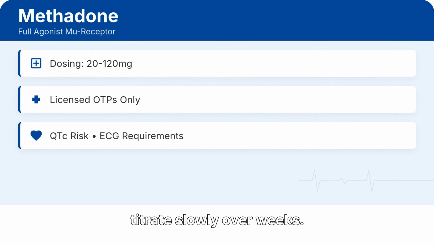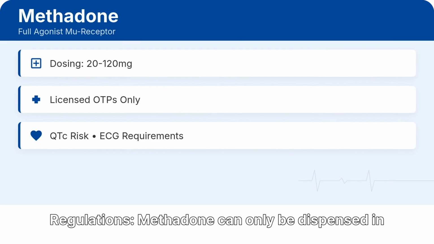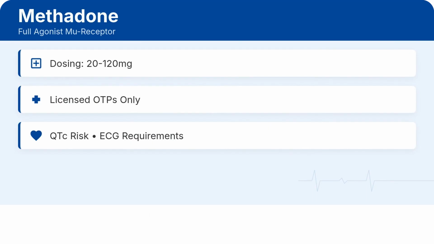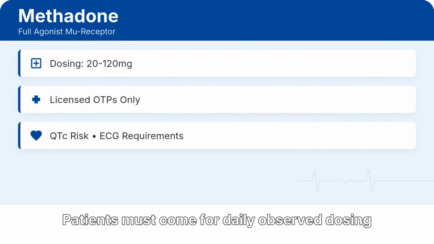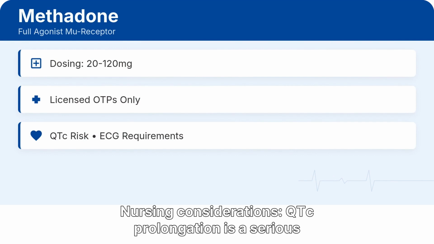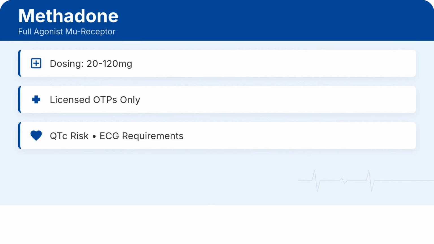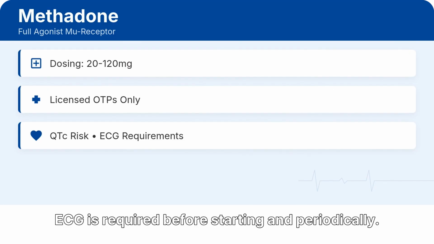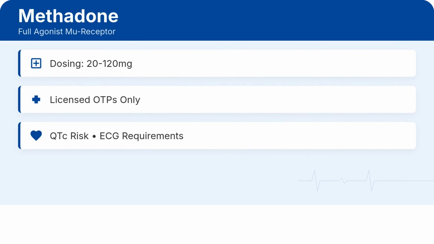Titrate slowly over weeks. Regulations: methadone can only be dispensed in licensed opioid treatment programs. Patients must come for daily observed dosing initially. Demonstrated stability can earn take-home doses. Nursing considerations: QTc prolongation is a serious risk. ECG is required before starting and periodically.